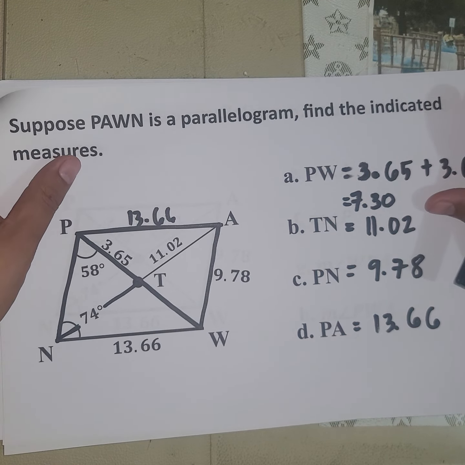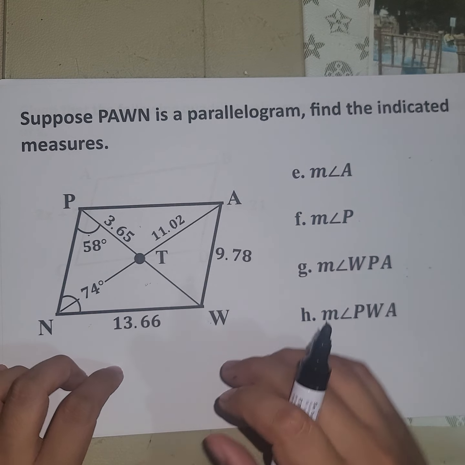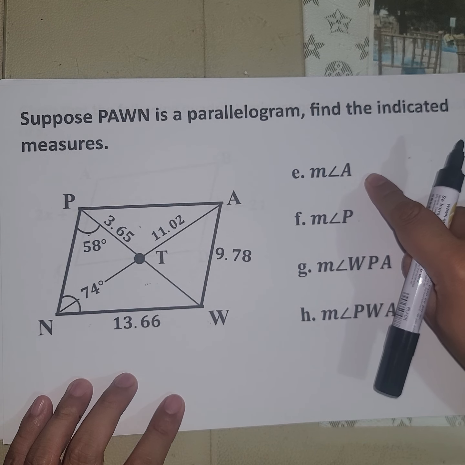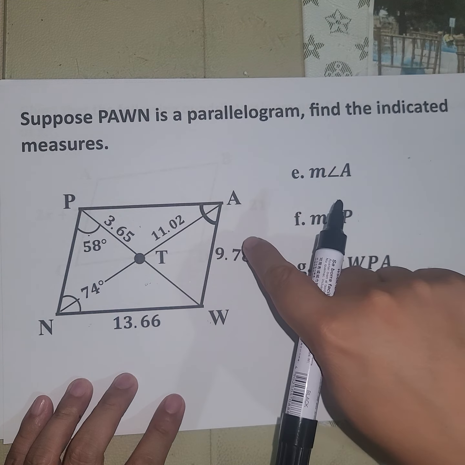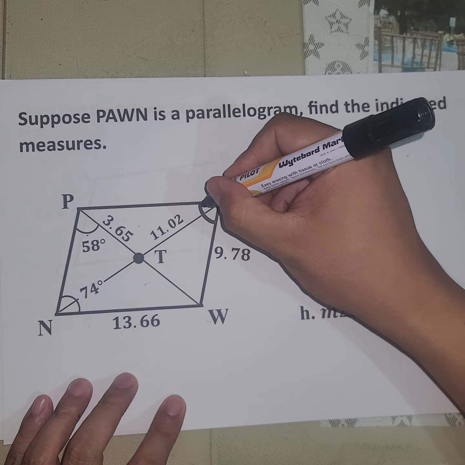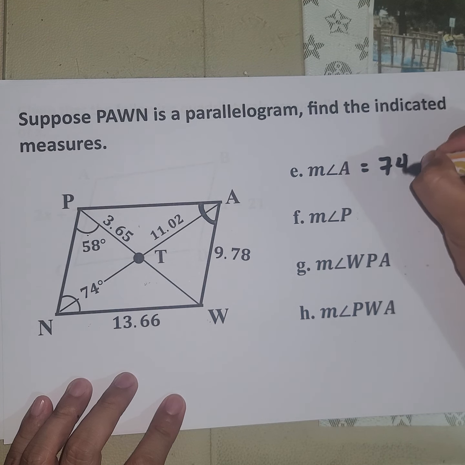So, let us find naman the missing measurement of the angle of our given figure. The same figure again. Let's have the measure of angle A. Ang pinapahanap dito, the whole measurement ng angle A. The measurement of angle A is 74 degrees. Without even calculating, that is 74 degrees.